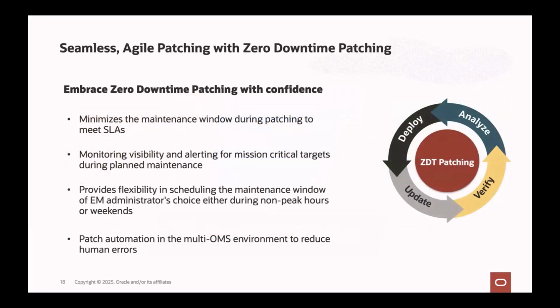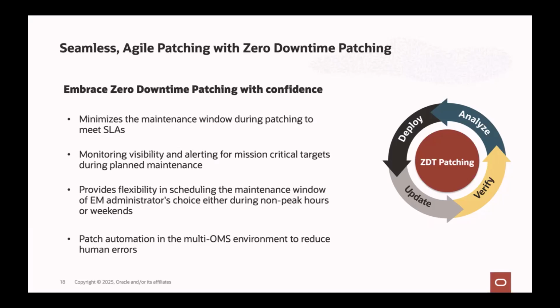So what does it take for you to adopt ZDT patching in 24.1? It takes only 4 simple steps. The first one is to analyze the patch, and the second one is deploy. Once the deploy is complete, you can do the update. And once the update is complete, you can verify whether the patches are deployed on all the OMSs or not. So at a very high level, it helps you keep the monitoring always on, so that you don't need to worry about the maintenance window bringing down your complete OMS, where you would lose monitoring insights during the patching window.